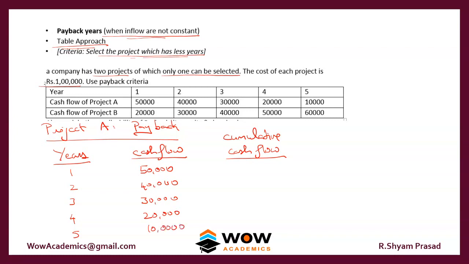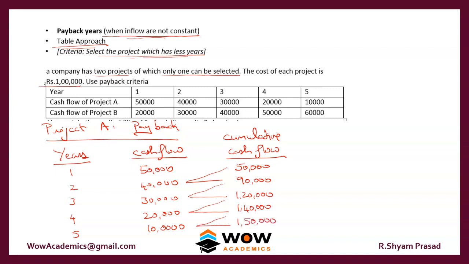So you have to accumulate. So you have to add just the first year we get only 50,000. Next year we get 50 plus the 40 we get 90. So we accumulate it. The next year this 90 plus 30 gives us 1,20,000. We are just cumulatively adding it. 1,20,000 plus another 20, we get 1,40,000. 1,40,000 plus 10,000, we get 1,50,000. So we have cumulatively added it. So now we will work out the payback.